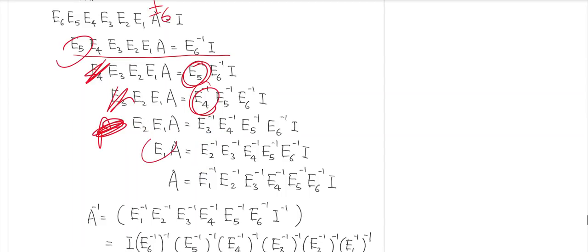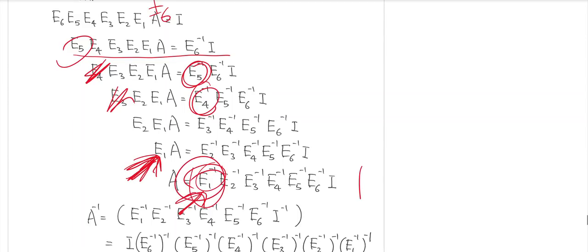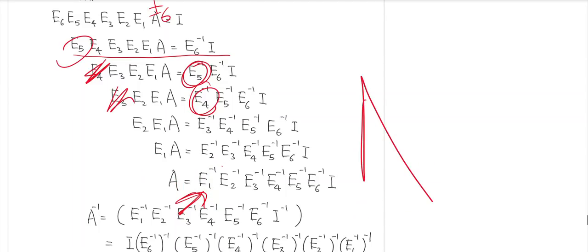Now, finally, I want to kill off E1. So I multiply E1 inverse on the left, left, left, left. Okay, remember that you cannot say, oh, I don't have space, so I'm multiplying here. No, no, no, no way. Okay, cool.